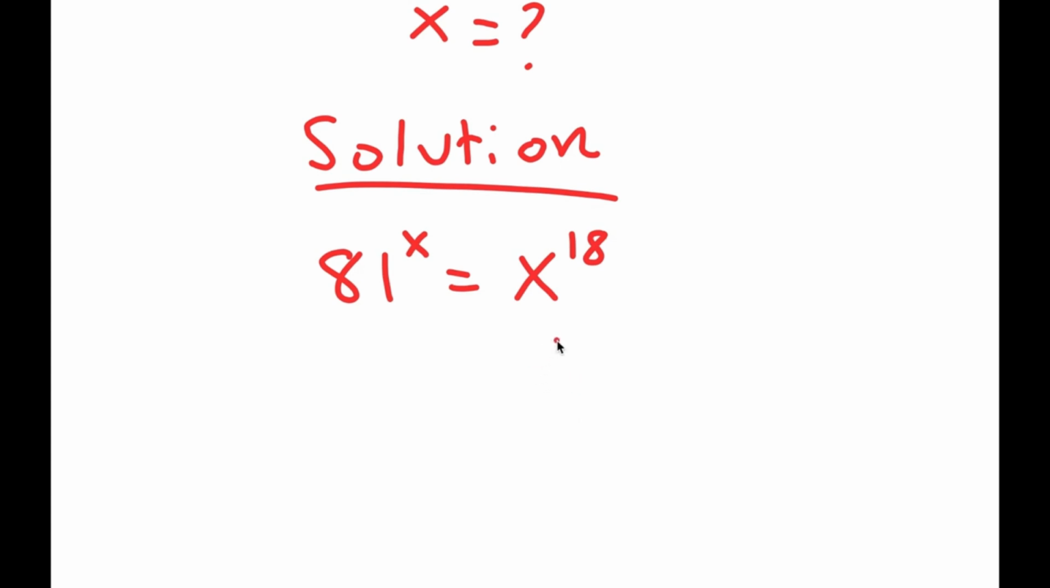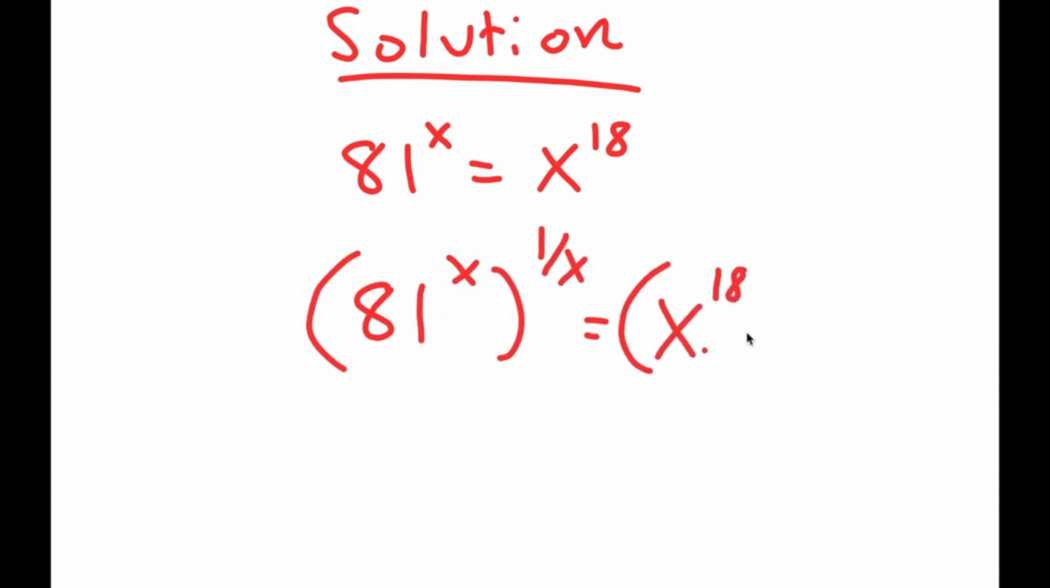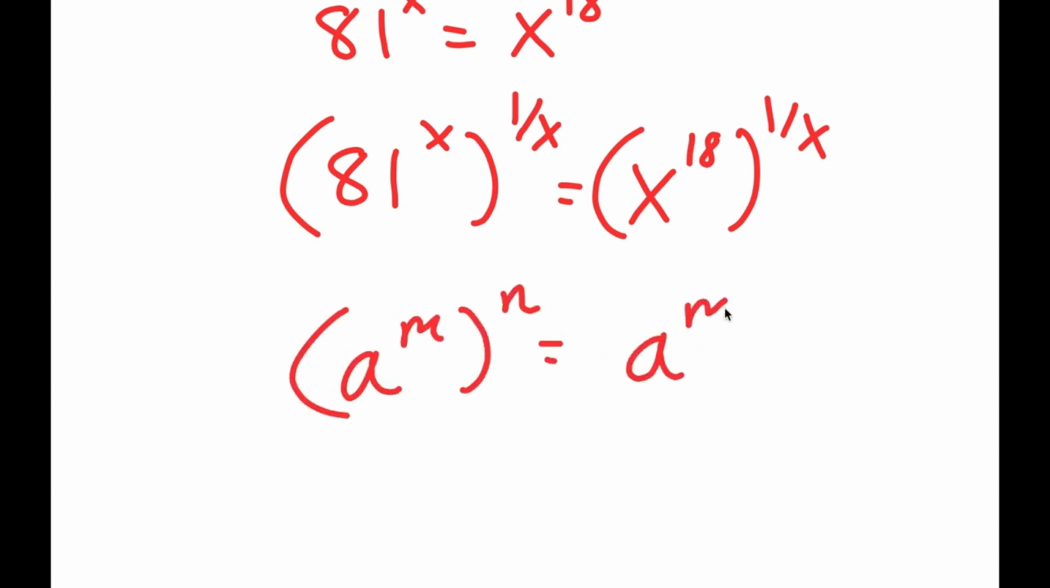And now, I'm going to take the power of 1 over x on both sides. So I get 81 to the power of x to the power of 1 over x is equal to x to the power of 18 to the power of 1 over x. And now if I have something in the form a to the power of m to the power of n, this is equal to a to the power of m times n.